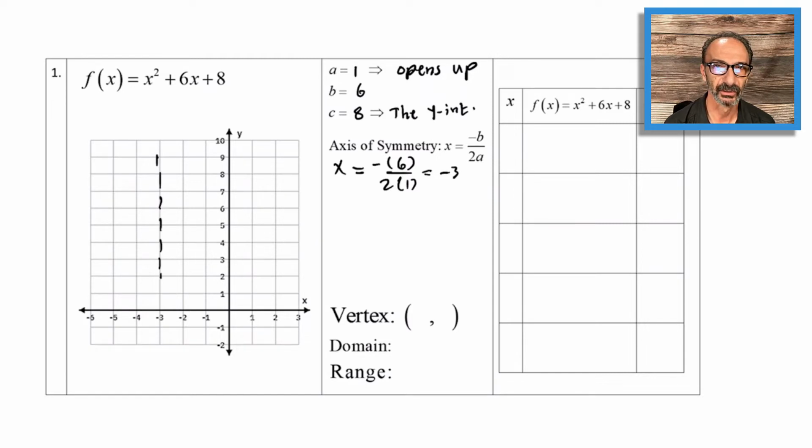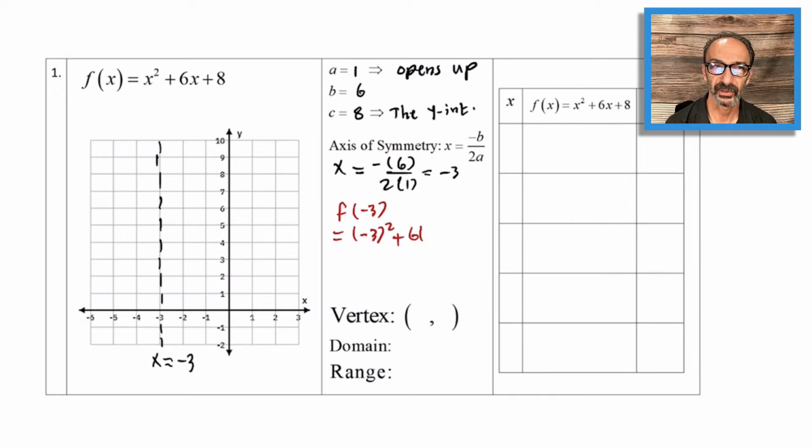It's a vertical line. That's called the axis of symmetry, which cuts the graph into 2 symmetrical halves, the right side and the left side. Now we need to find the vertex, and that is f of negative 3, where the graph is going to cross this line of symmetry. It's going to cross it at x equals negative 3, but we don't know which y.